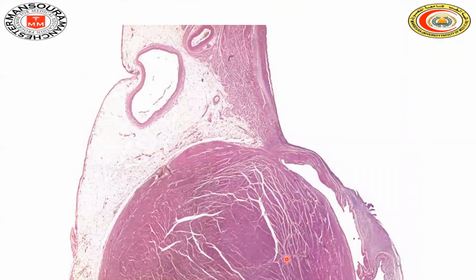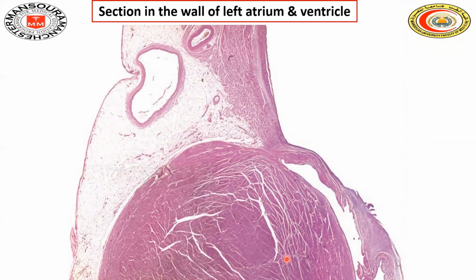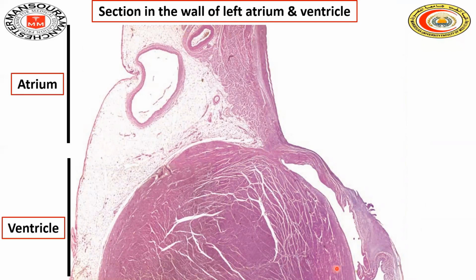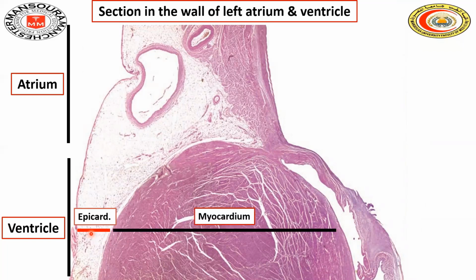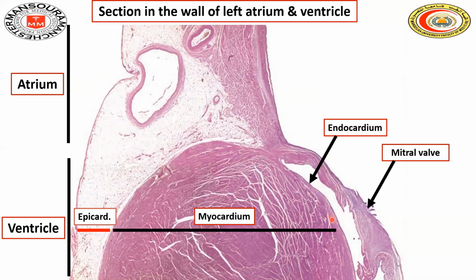Here is another section, but it is a longitudinal section for the heart wall, a section in the left atrium with the ventricle. So this thickness represents the atrial wall, and this thickness represents the ventricular wall. So here is the atrium, and here is the ventricle. Here are the three layers we mentioned: epicardium, the outermost one. Next, myocardium, the thickest one, and thin endocardium, represented by the epithelium and the underlying connective tissue. Here is the inner layer.